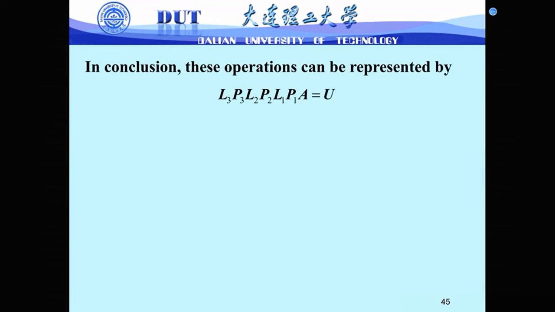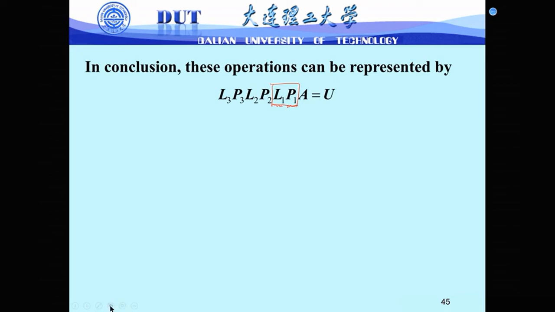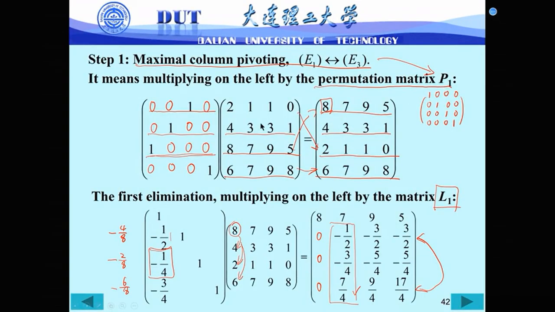That means we have three steps, right? In step one, before elimination, we use a permutation matrix P1 to interchange the first row. This is the original matrix A. We interchange the first row with the third row, so we multiply P1 from the left side to obtain this matrix, P1A. Then we multiply from the left side by L1, so this matrix is L1 multiply P1 multiply A. Are you clear? Okay, continue.